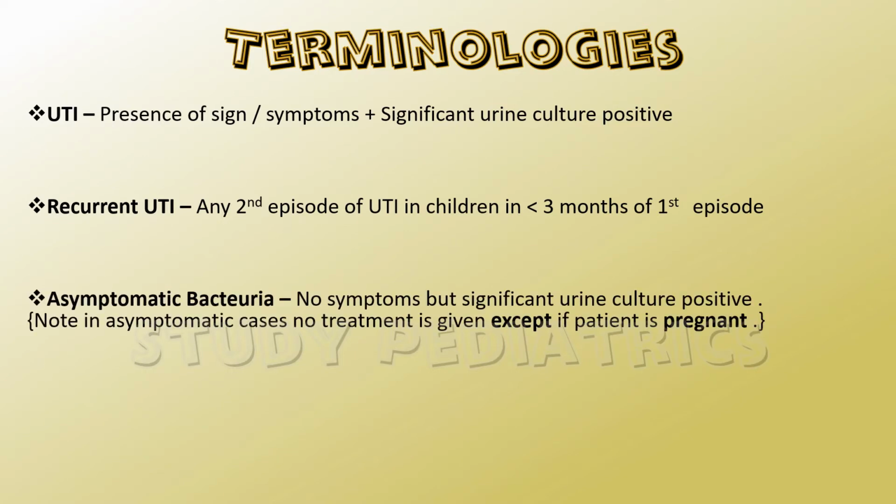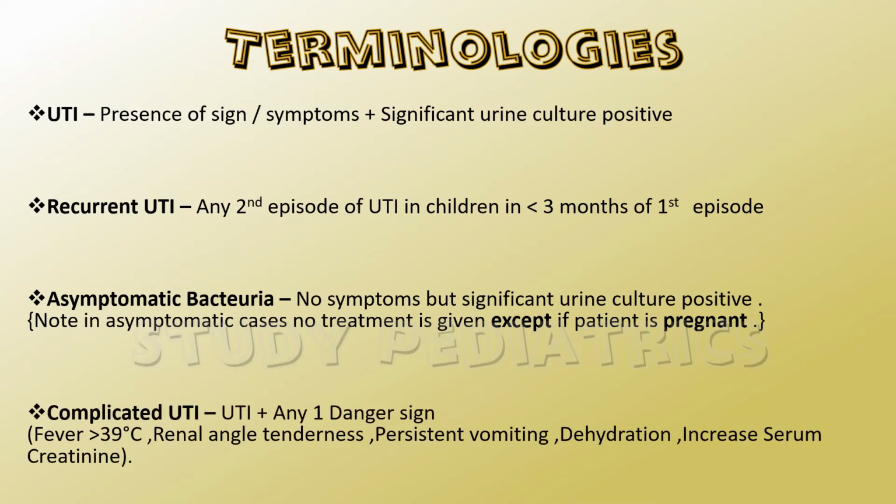Asymptomatic bacteriuria, no symptoms but significant urine culture positive. Note, in asymptomatic cases, no treatment is given except if the patient is pregnant. Complicated UTI. The complicated UTI involves UTI plus any one danger sign, that is fever more than 39 degrees Celsius, renal angle tenderness, persistent vomiting, dehydration, increased serum creatinine, etc.